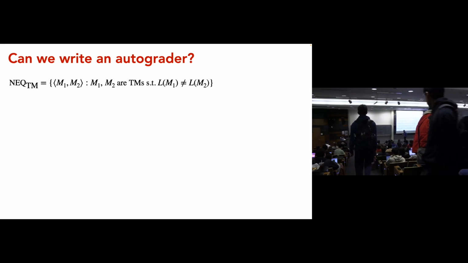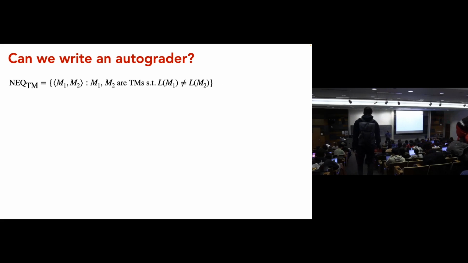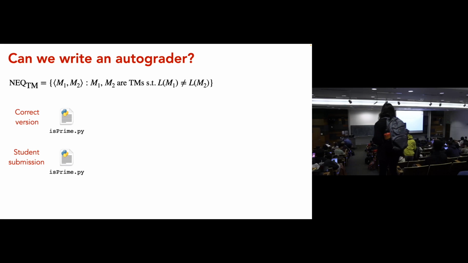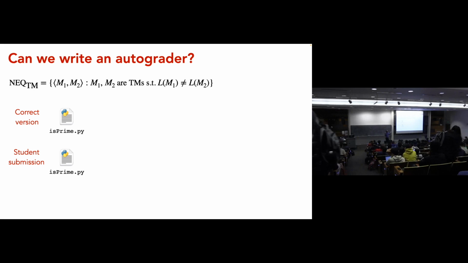And just to give you some motivation, and to understand what these problems mean, let's take, for example, not equality Turing machines. Here you're given the descriptions of two Turing machines, M1 and M2, as input, and you want to know whether L of M1 is equal to L of M2 or not. Whenever I say Turing machine, you can imagine some Python function that I'm interested in. A Turing machine is just a low-level description of a Python function.